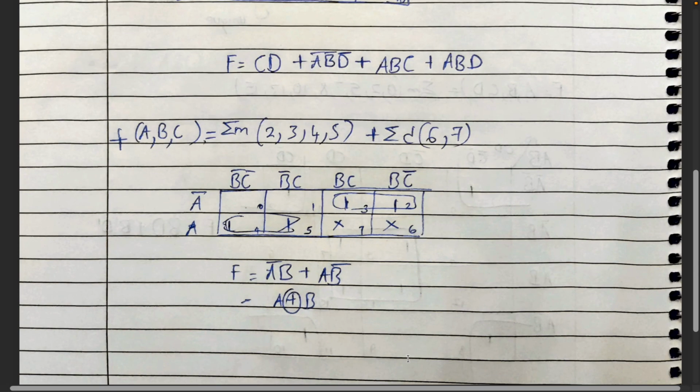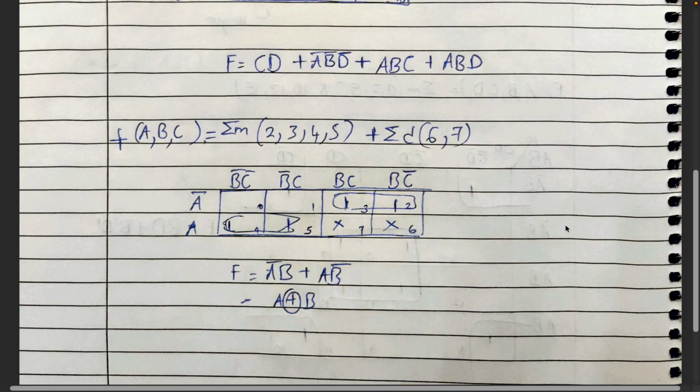Now, in some of the K-map solving, you might get a condition which is called a don't care condition. So we have 2, 3, 4, 5. We'll mark 2, 3, 4, 5 as 1, 1, 1, 1. Then you have 7 and 6 as don't care. Let us see how we'll solve it.